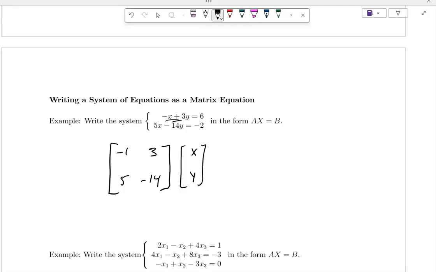Again, notice when you multiply, you'll have negative x plus 3y, which is exactly what we want on the left-hand side, right? On that first equation. And the other one would be 5 times x minus 14 times y. That's exactly what's on the left-hand side of that equation. Okay. I want to set this up as an equation. What do you think I should put on the right-hand side?